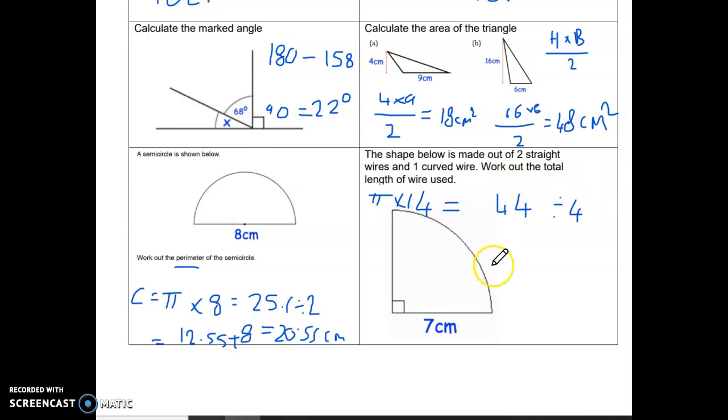And then we'll divide that by 4. So 44 divided by 4 gives me 11. That 11 is actually this curved part around there. It's the arc. That's 11 centimeters. What I'd need to do to that then, because that's going to be the radius, that's also going to be 7. I'd need to add 2 lots of 7 to that to work out the total length all the way around. So plus 14 gets me to 25 centimeters.